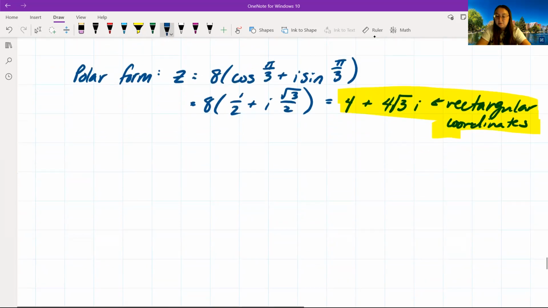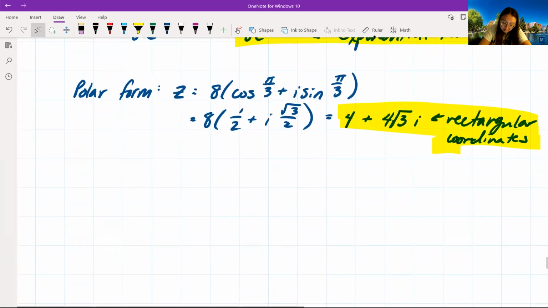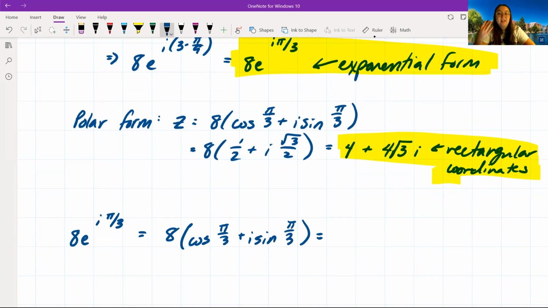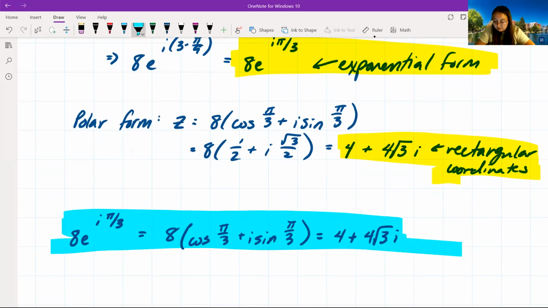So these are in our rectangular coordinates, but just to reiterate here that our exponential form, 8e to the power of i times pi over 3, is equal to our polar form of 8 times cosine of pi over 3 plus i sine of pi over 3, which is then equal to our equation in rectangular coordinates, which was 4 plus 4 times the square root of 3i. So just remember, even though they are in different forms, they are all equal.